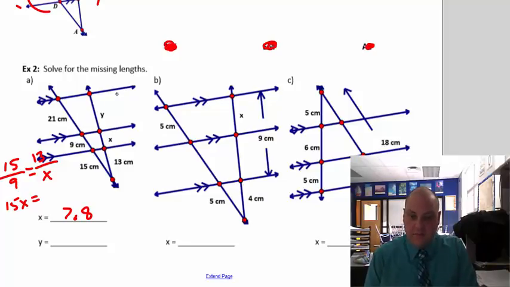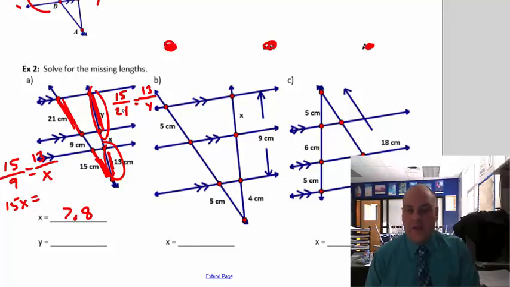And then if I wanted to find y, I would set up a proportion for y, and I could say 15 is to 21, so this is to this, as 13 is to this piece, y. This is to this as this is to this. So then we have 15y equals 13 times 21. Cross multiply and divide just like every other proportion we've ever solved, and you're going to get 18.2.